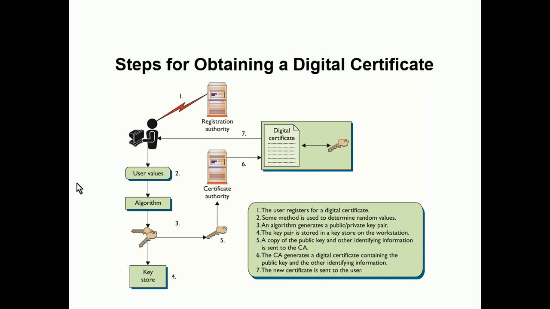Then you take the public key that you generated and send that off to the certificate authority. The certificate authority then produces your digital certificate from that key, and they use their key to do that. Then they send the digital certificate back to you. You can then present that digital certificate to anyone with whom you want to encrypt data. And that's basically how digital certificates work.